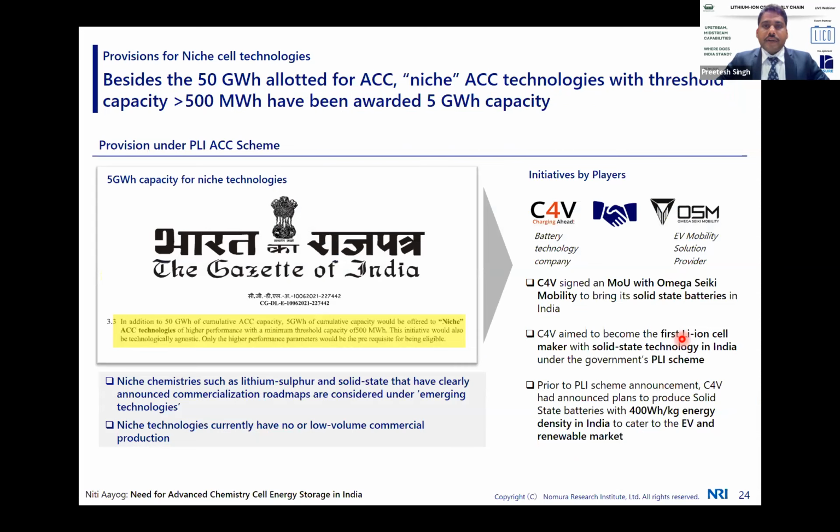Other than the PLI for ACC, the government is also planning a PLI for niche chemistries, wherein you will see the introduction of different other battery chemistries, maybe not at that level of scale, but for niche applications. Some of the collaborations, like C4V has a collaboration with OSM, and OSM is bringing the C4V technology to India with the semi-solid state batteries which they have. There are other organizations also pitching as part of the PLI for niche applications.